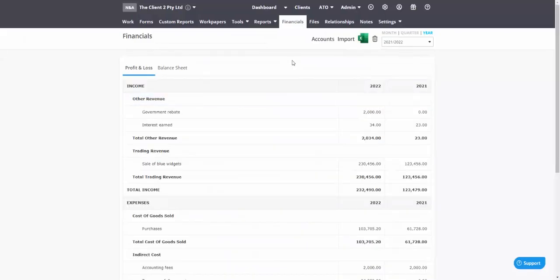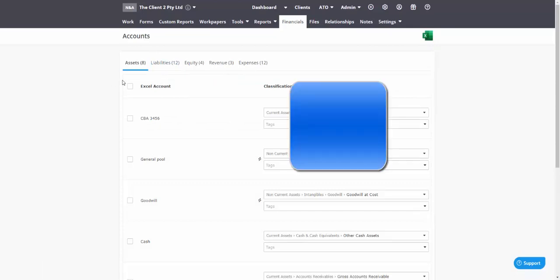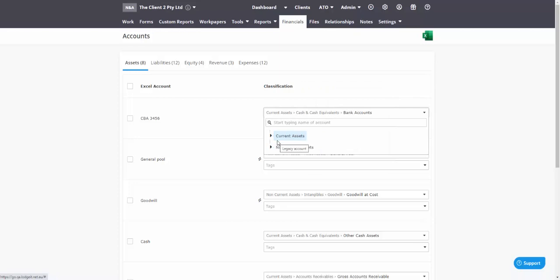So in this case, I'm simply talking about classification. Let's have a look through our classification options. We'll start with assets. And if we have a look here, you can see that assets break into current and non-current assets. Current assets are typically assets that have a life cycle of something under 12 months.